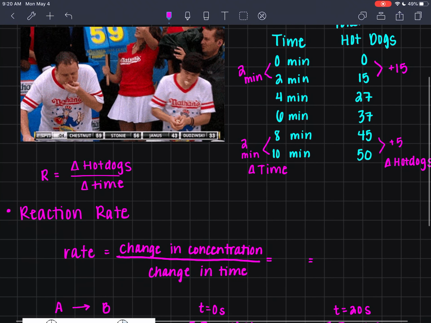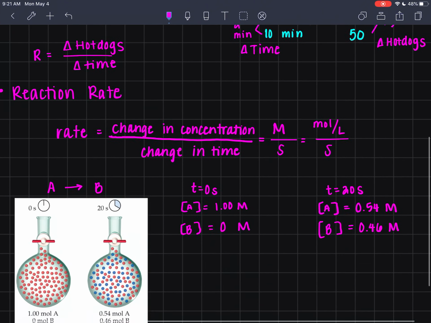Now for a reaction, we're not talking about individual particles like we would talk about individual hot dogs, because we work with quantities much, much larger. So instead of talking about individual particles, we talk about a concentration of particles. Now the units for concentration are molarity. Molarity, just to refresh your memory, is moles per liter. And the unit of time we use to describe a reaction is usually seconds. So we can write our rate as molarity per second or moles per liter per second, whichever makes more sense in that instance, but it's really the same units.